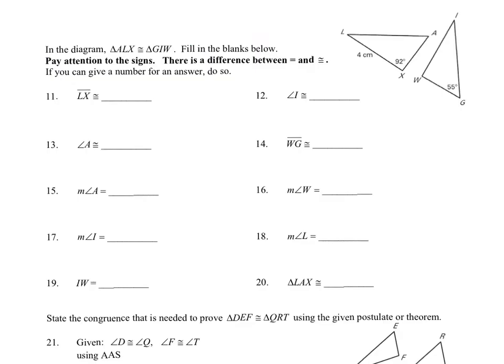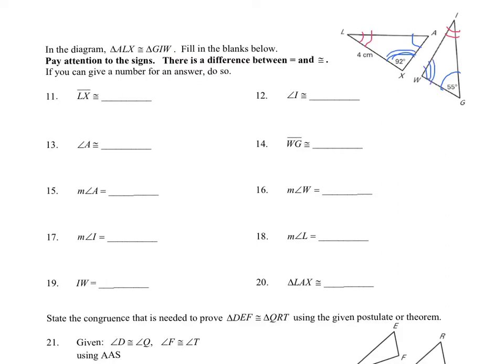Okay, in numbers 11 through 20, we have a diagram of two triangles, and we are being told that those triangles are congruent. Remember that the order that those letters are in is important. That tells us, for instance, that A is congruent to G. Let me just mark that off here. Angle A is congruent to angle G. All right. Since L comes second and so does I, that means L and I are congruent angles. And since X comes last and W comes last, that means X and W are congruent angles.